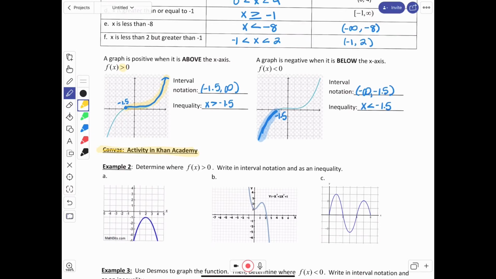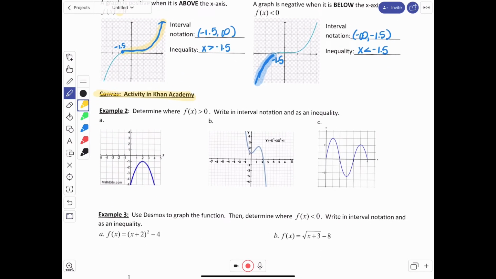Okay, so hopefully you've done the 4 questions in Khan Academy. And now what we're going to do is determine where our graph f of x is greater than 0, which is just a fancy way of saying where our graph is positive. Be able to read this in both ways. They may not always come right out and say positive. They may word it like this, which just means positive. So we're looking where our graph is positive.